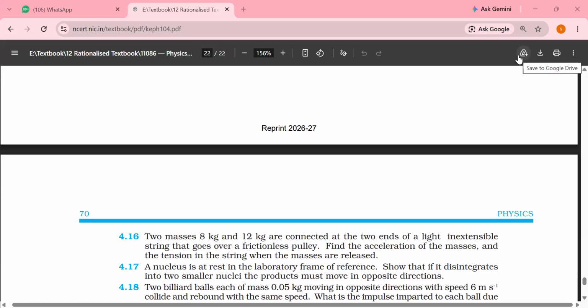So, we do question 4.16. Two masses, 8 kilogram and 12 kilogram, are connected to two ends of a light inextensible string that goes over a frictionless pulley. Find the acceleration of the masses and the tension. So you can take M1 is equal to 8 kg.